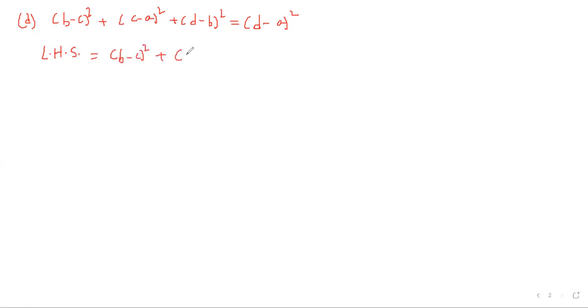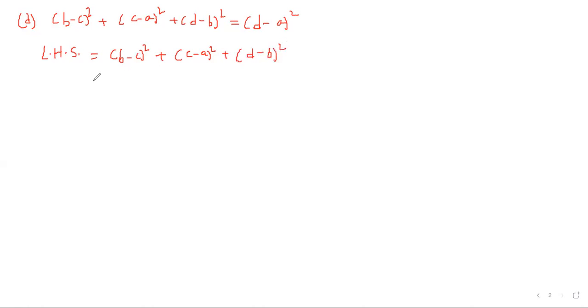Similarly, we can solve the next question, which is also very important and mostly asked in exams. B minus C whole square plus C minus A whole square plus D minus B whole square equals, we have to prove that it is equal to D minus A whole square. So we start with LHS equals B minus C whole square plus C minus A whole square plus D minus B whole square.